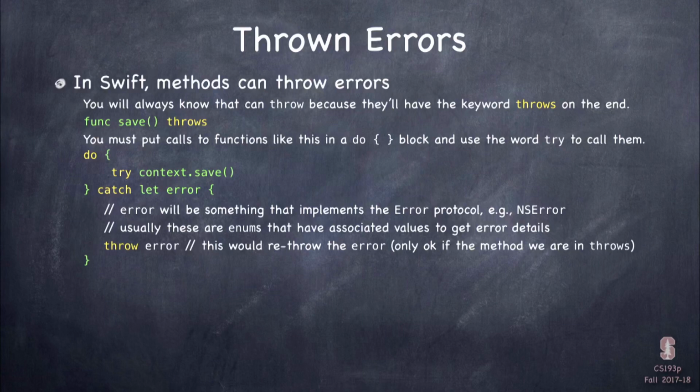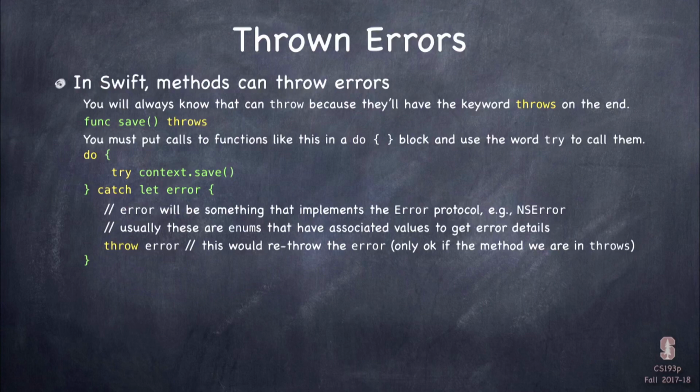Any method that throws has to be called with try. You have to let Swift know, I understand that this can throw, and so I'm trying it. But it doesn't necessarily have to be caught, and I'll show you in a second how to do it without catching. If you do want to catch, then you do this do-catch, and in the catch you'll notice there's the green let error. That little error thing is just a local variable, the thing that gets thrown at you when it throws an error.